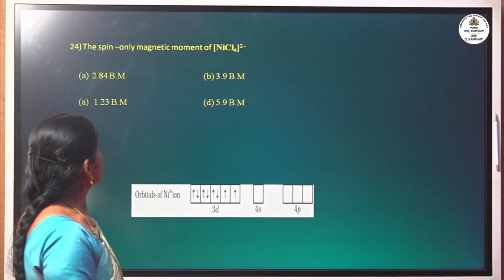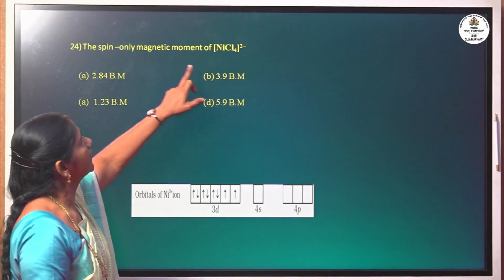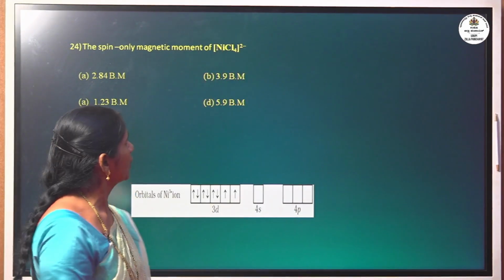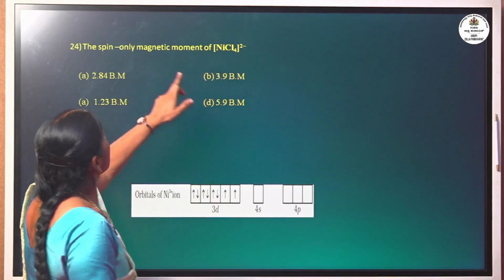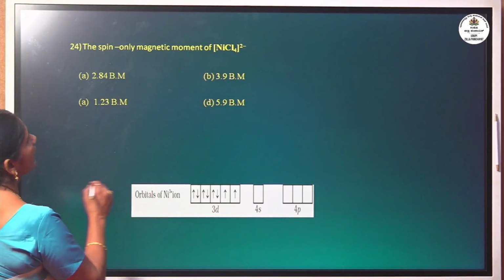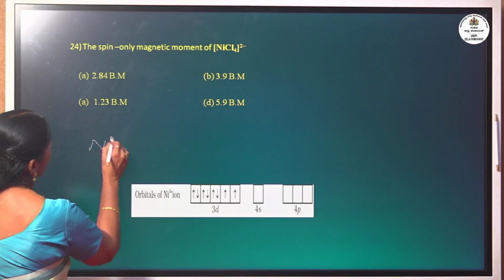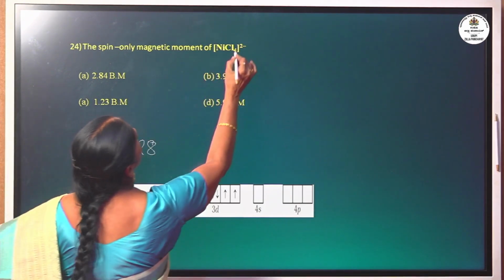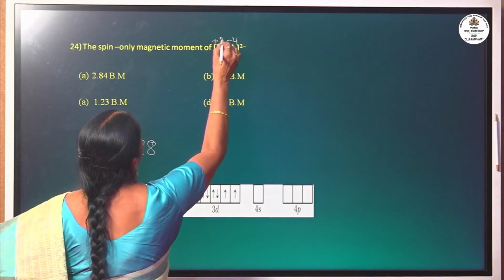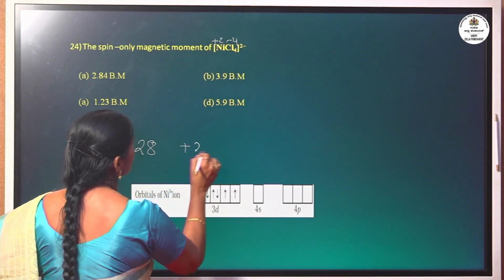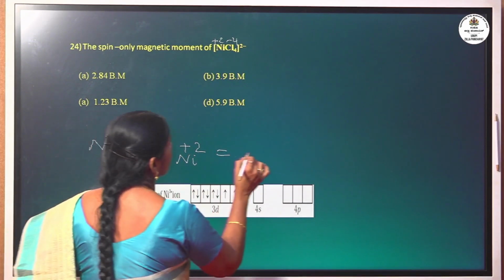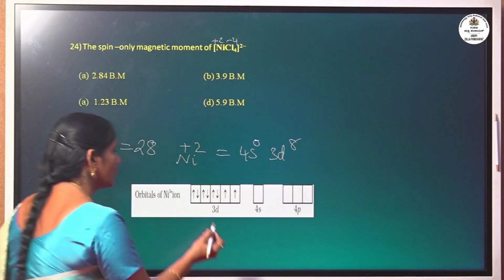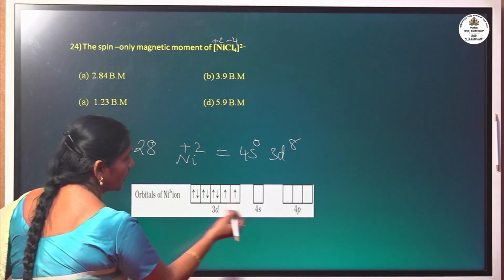Okay. The spin only magnetic moment of tetrachlorido nickel(II) ion. For that we need the number of unpaired electrons. Nickel has atomic number 28. Here the charge is -4 from chlorides and the overall charge is -2, so nickel should be +2. In the +2 state, nickel has 4s0 and 3d8.